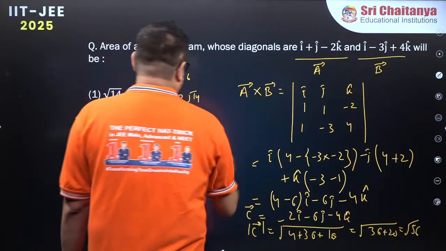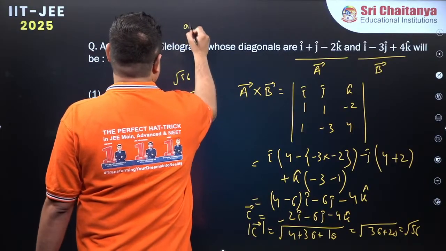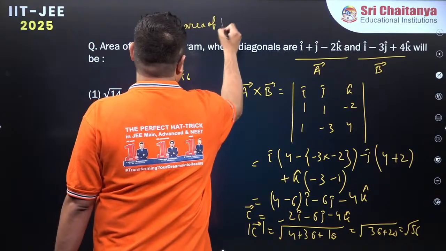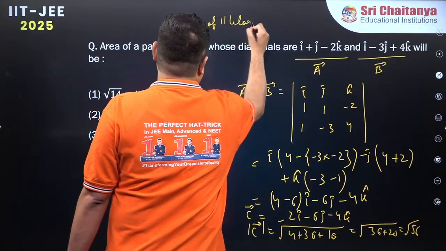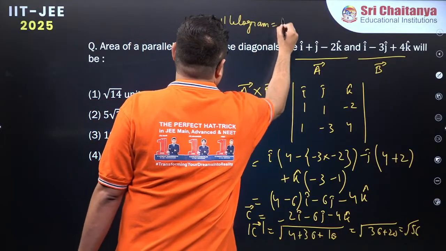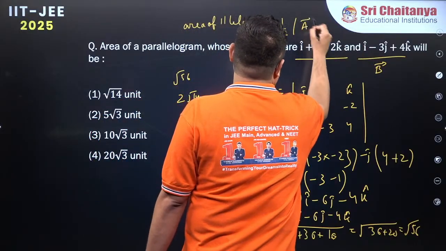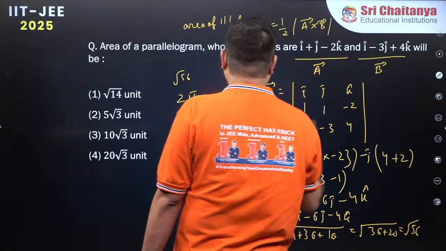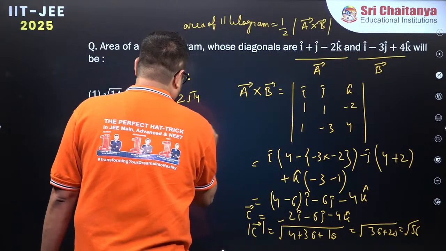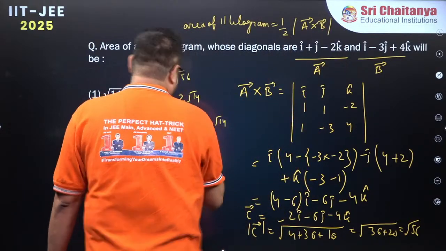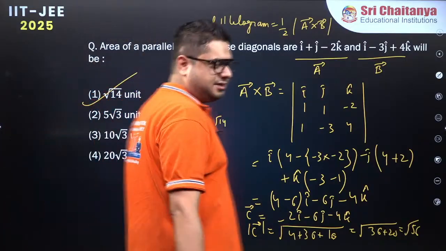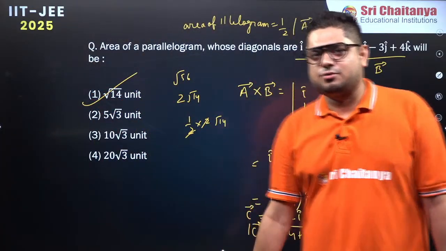And you know that the area of a parallelogram is? I already mentioned it in the previous class, if you can recall, that it is half into the cross product of its diagonals, A cross B. So what we have to do is half into 2 root 14, just like the way I did, root 14 units is going to be the answer to the question over here.